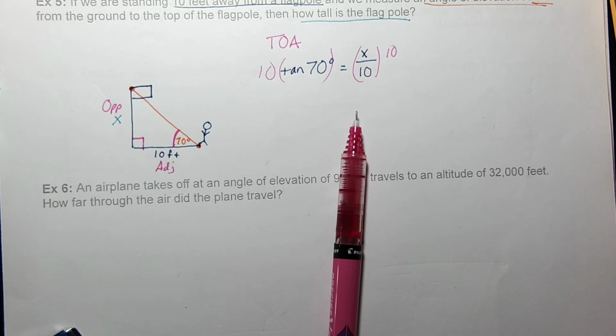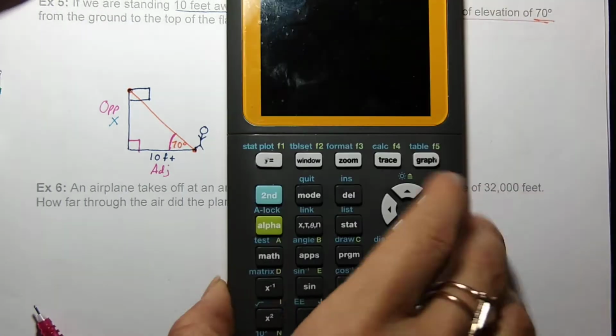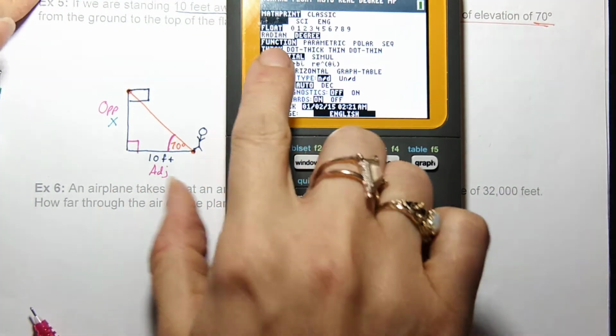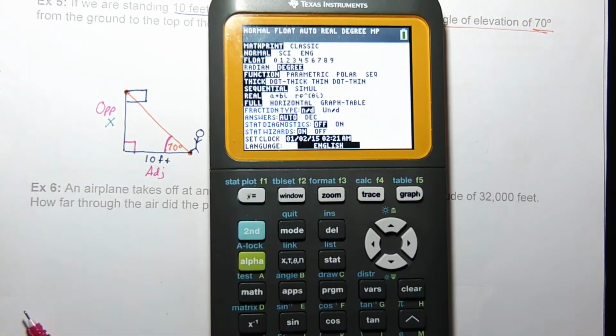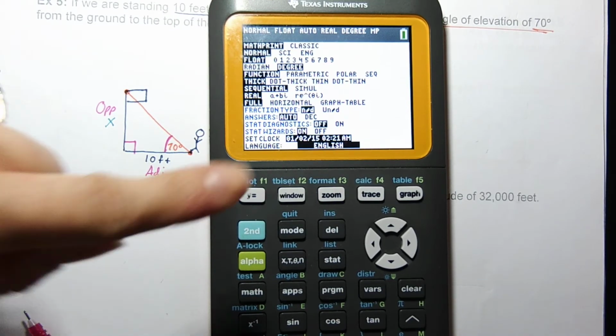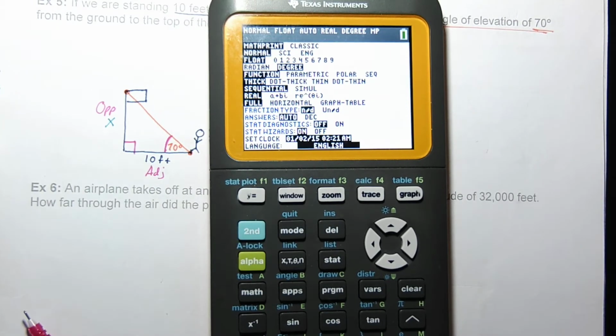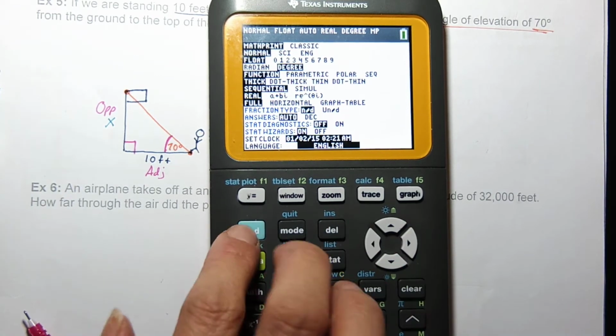All right, folks, so on your calculators, how do we check to make sure our mode is in degrees? Mode. And then make sure that the fourth item down has degree highlighted. So those people who are just coming back for the first time today, make sure that degree is highlighted on your calculator. Go down to it, press enter on it, and there's degree.